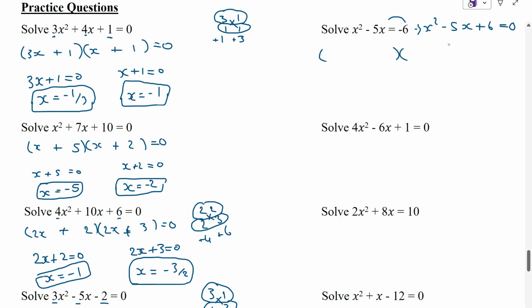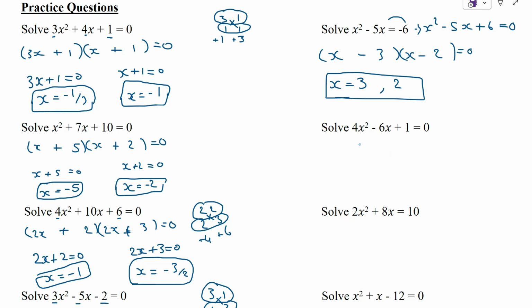A is 1, so we know we're going to have x here and x here. We just need two numbers that multiply to give us 6 and add or minus to give us 5. So I can think of minus 3 and minus 2. They add to give us -5, and if we multiply two minuses together, we get a +6. So here x equals 3 and x equals 2.